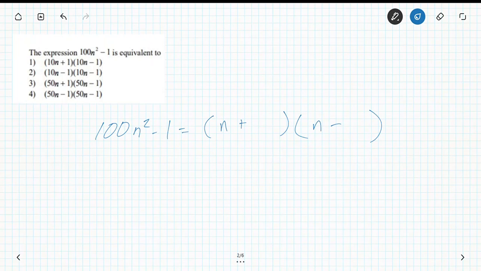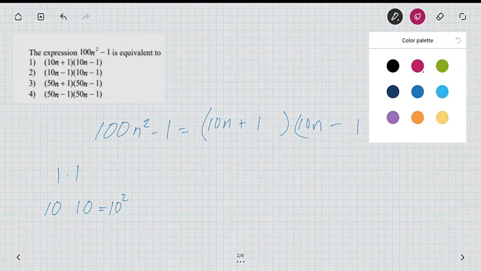Now what are two numbers that are the same that multiply to give me 1? The only option is 1 times 1. So I put a 1 here and a 1 here. And what are two numbers that are the same that multiply to give me 100? I can think of 10 times 10 because 10 squared would give me 100. That's how I write 100 as a perfect square. Let me erase this. So I'm going to write 10n and also 10n here.